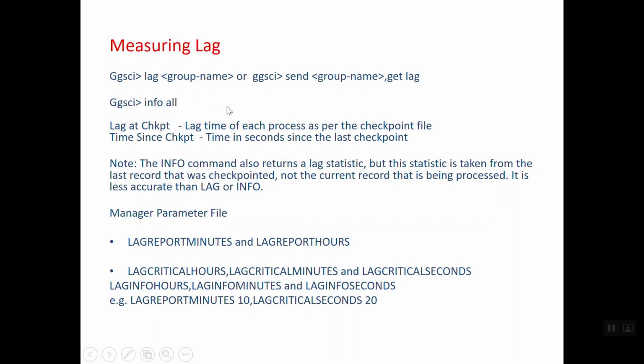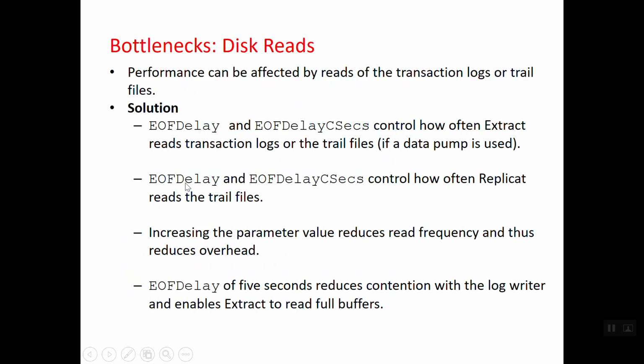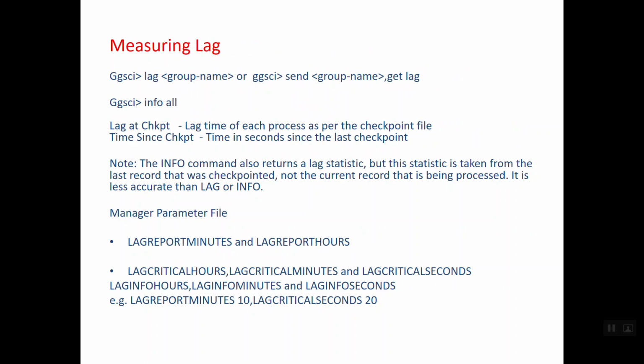The info all command will show the lag of each process as per the checkpoint file, and the time in seconds since the last checkpoint. So if I want to see the lag of the database, how much lag there is in the committed data, I have to look at the first column, that is lag at checkpoint. I will tell you about time since checkpoint as well, but lag at checkpoint is the column we have to concentrate on for the lag.